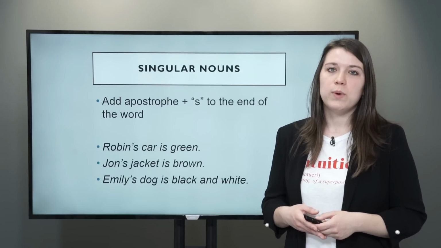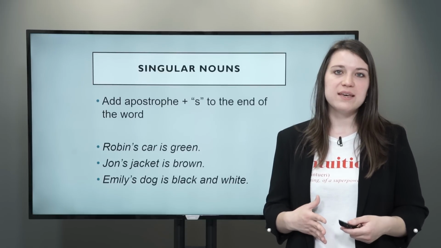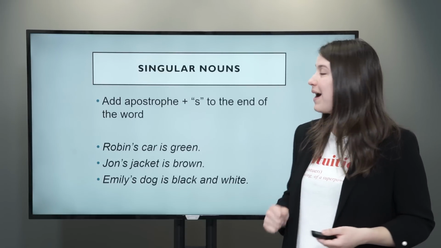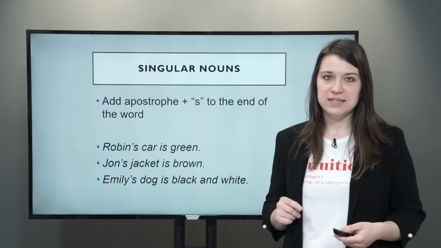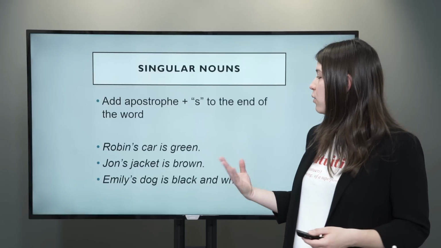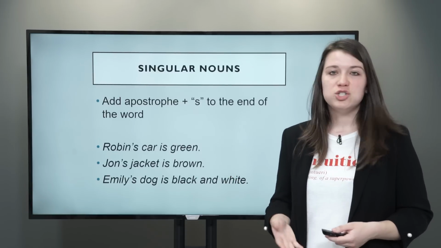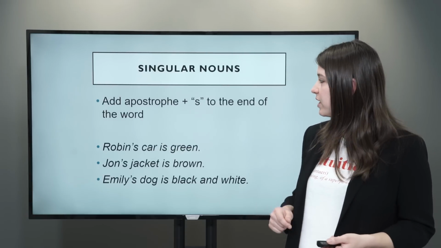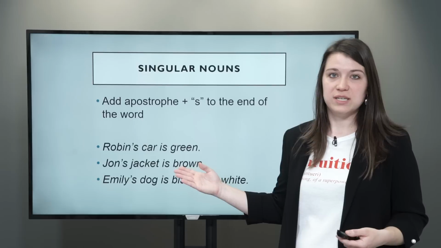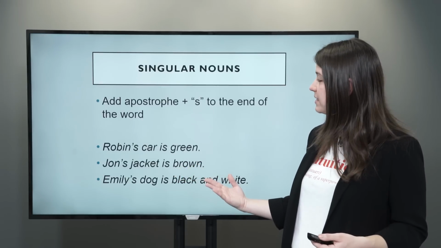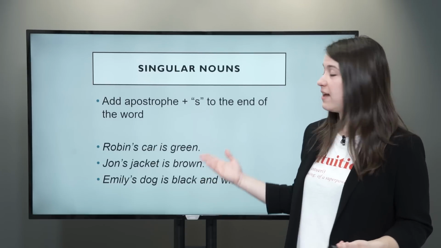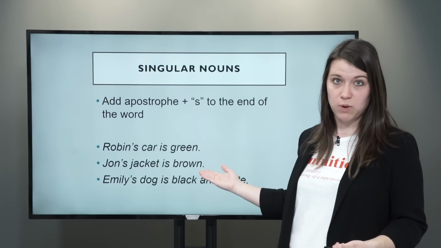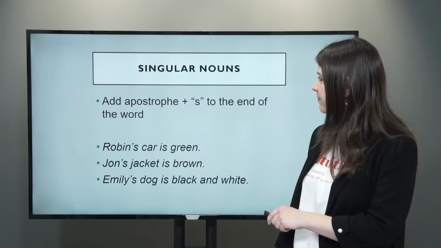Okay, so let's start with singular nouns. How do we make a singular noun possessive? By adding an apostrophe S to the end of the word. For example, Robin's car is green. John's jacket is brown. Emily's dog is black and white. So here, the noun is actually a proper noun because it's a person's name, but it's singular, so we just add the apostrophe S, so Robin becomes Robin's, etc.